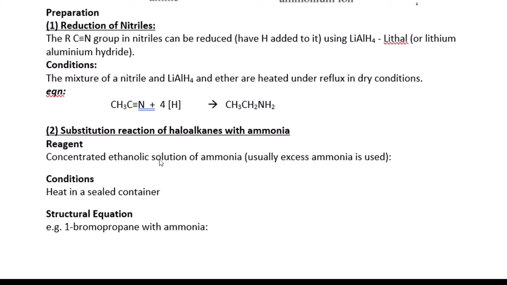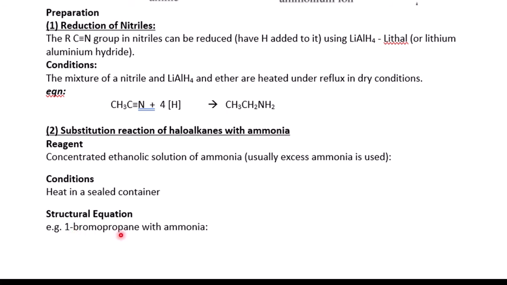The other way to prepare them is by substitution. So if you start off with a haloalkane and you react it with ammonia. Now, to do that, normally we have to do it in a sealed container because the ammonia is a gas, and if you heat that, it's going to evaporate. So even heating under reflux is not going to stop the ammonia from evaporating off. So we have to heat that in a sealed container. And we would get a substitution reaction.